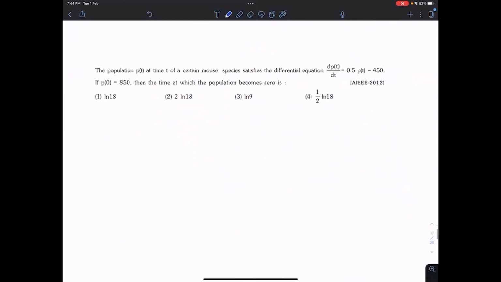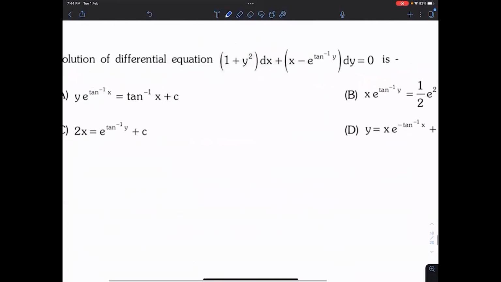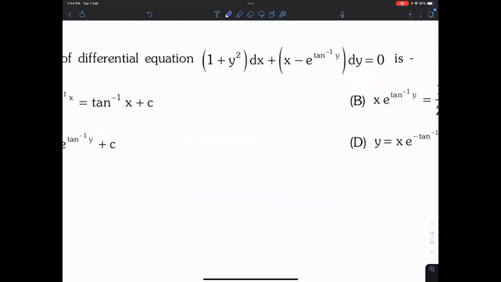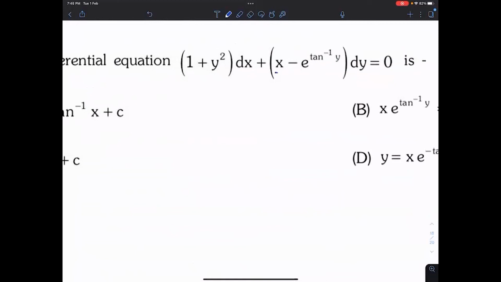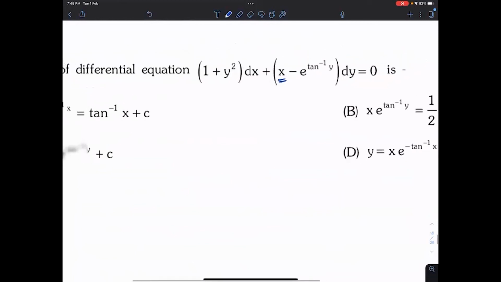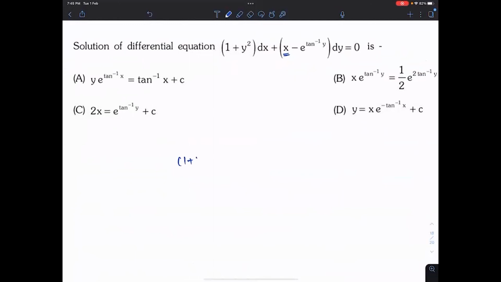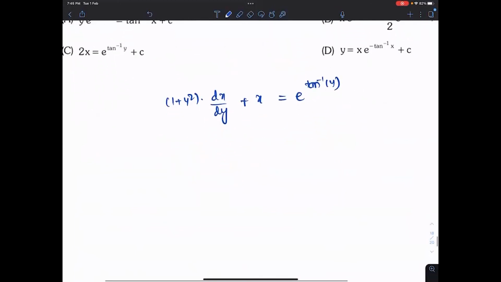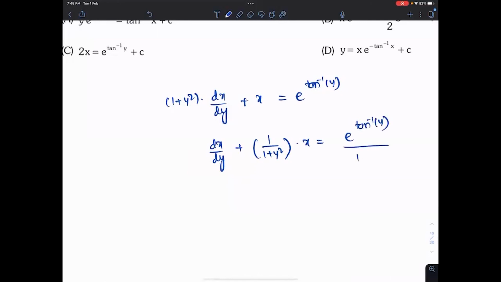Now let's take another one. Let's see this. Is it LDE in x or y? We have to decide. Here clearly y square is there, but x, what is there? Only x is there. So try writing it like LD in x, that is 1 plus y square into dx by dy plus x equals e power tan inverse y. Now you divide by 1 plus y square, you'll get dx by dy plus 1 by 1 plus y square into x is equals to e power tan inverse y by 1 plus y square. Correct?